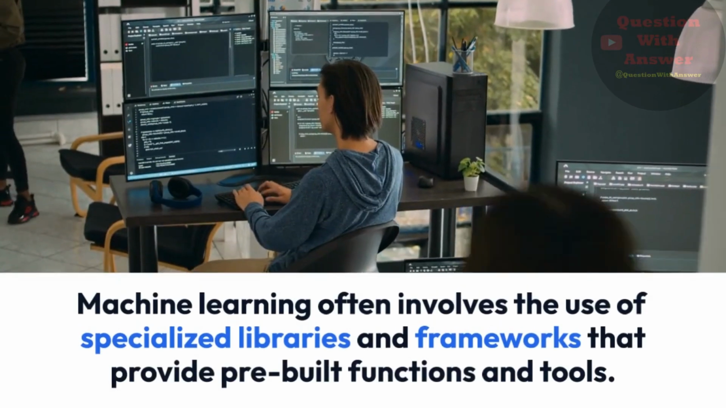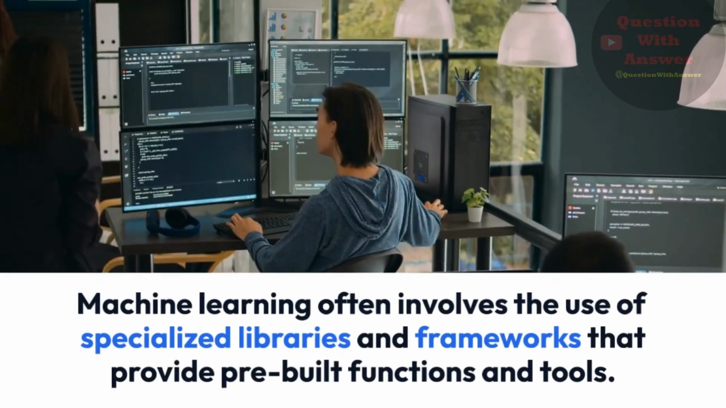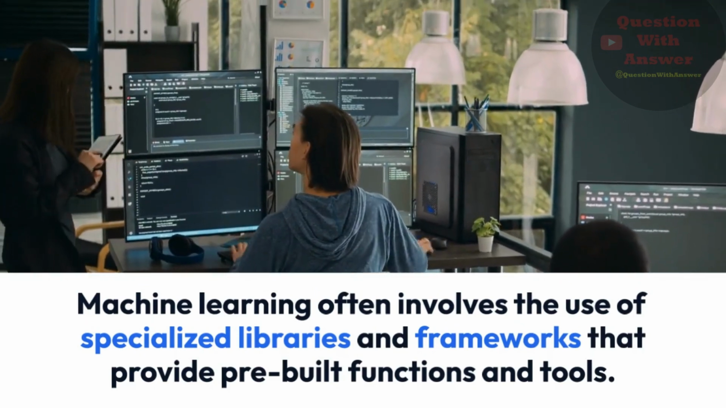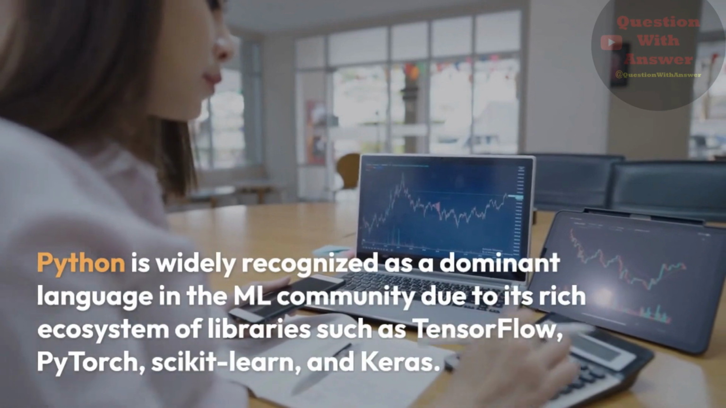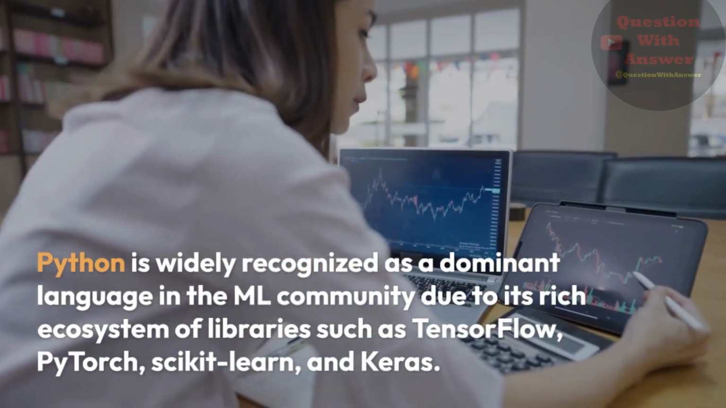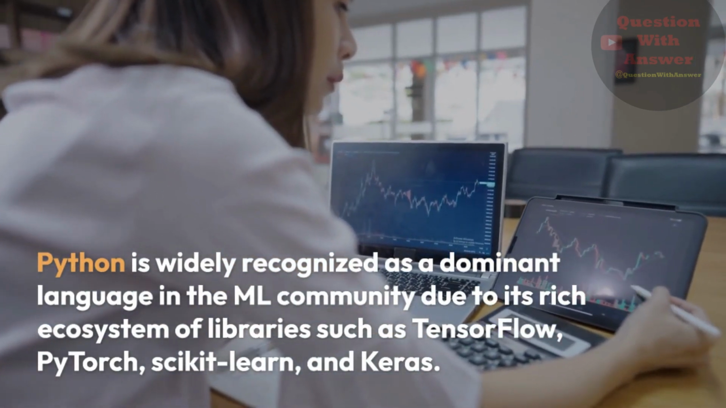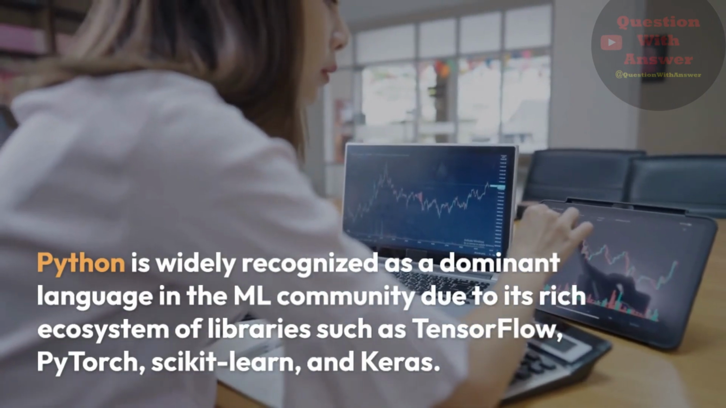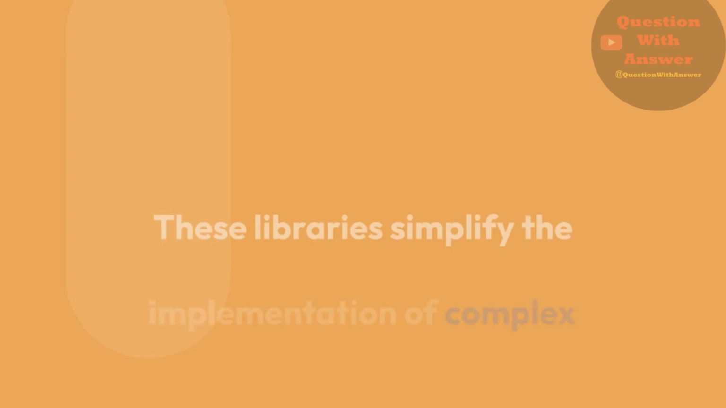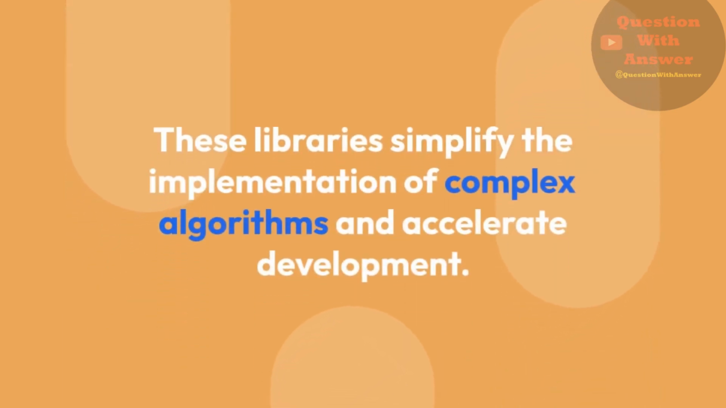2. Libraries and frameworks. Machine learning often involves the use of specialized libraries and frameworks that provide pre-built functions and tools. Python is widely recognized as a dominant language in the ML community due to its rich ecosystem of libraries such as TensorFlow, PyTorch, Scikit-learn, and Keras. These libraries simplify the implementation of complex algorithms and accelerate development.